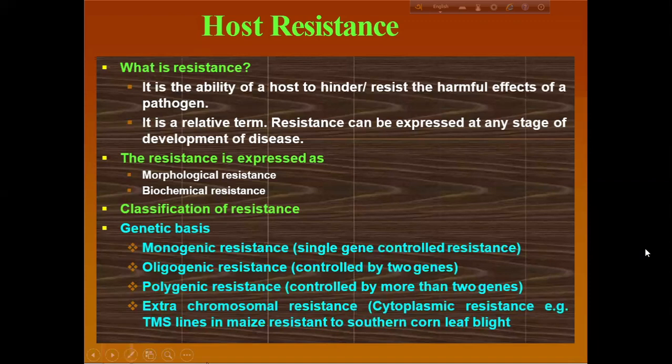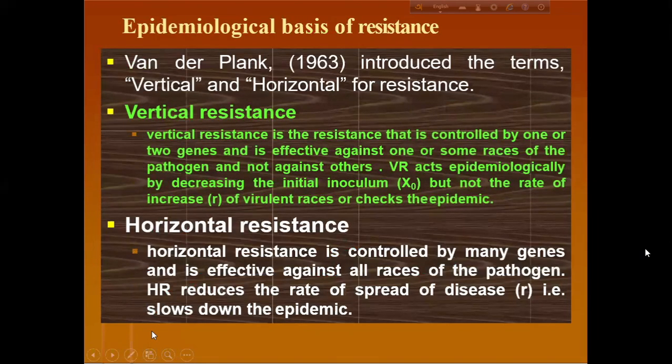Then you see the horizontal resistance and vertical resistance. The resistance is classified again. Vertical resistance is one which is controlled by one or two genes. And this resistance is effective against one or some races, not all races of the pathogen. And this actually decreases the initial inoculum of the pathogen. It does not decrease the rate of the virulent races, and thereby it controls the epidemic, or it checks the epidemic.